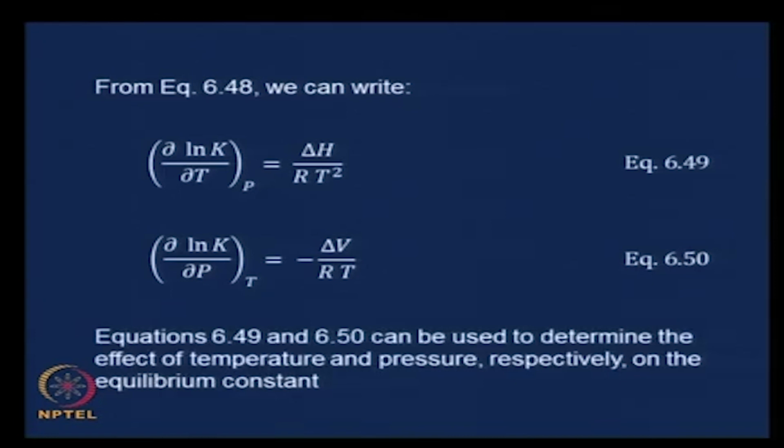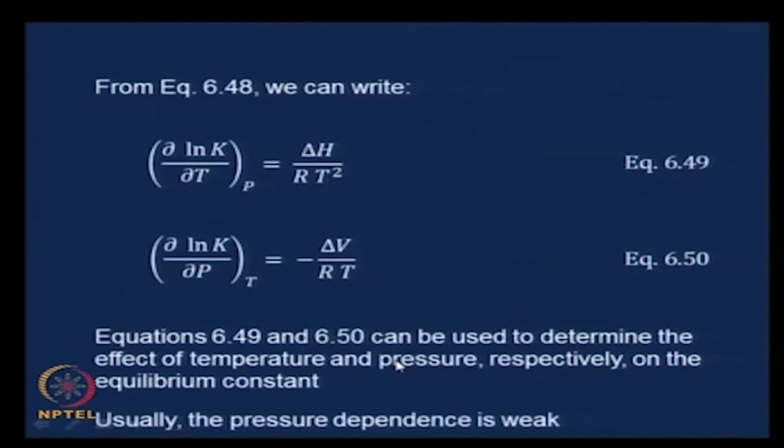Equations 649 and 650 can be used to determine the effect of temperature and pressure on the equilibrium constant. So that is what we set out to do, and we have done that here. Usually the pressure dependence of the equilibrium constant is rather weak. It is good to know that also.